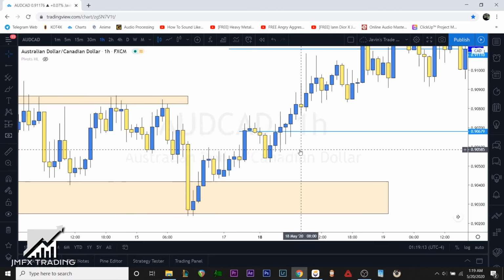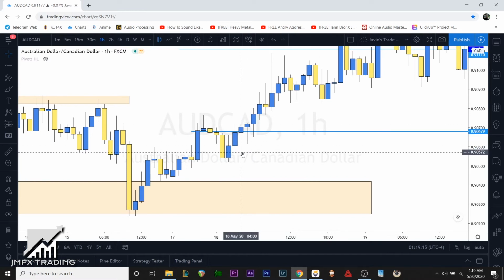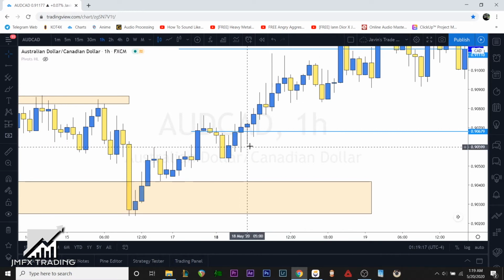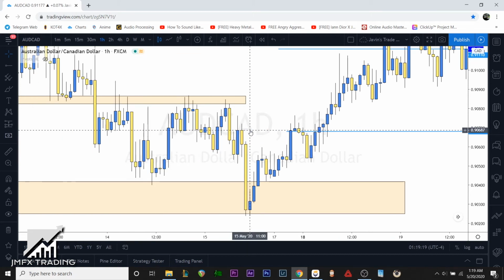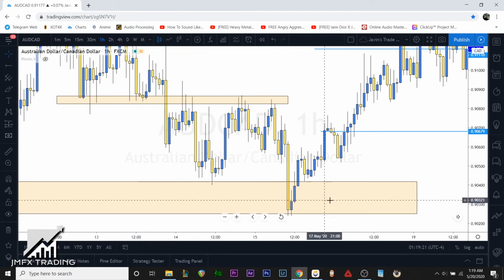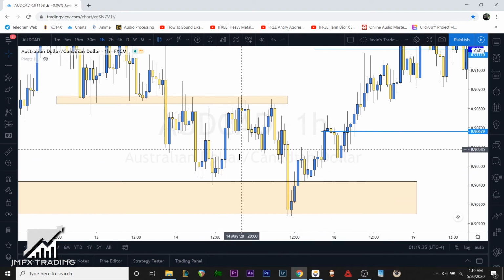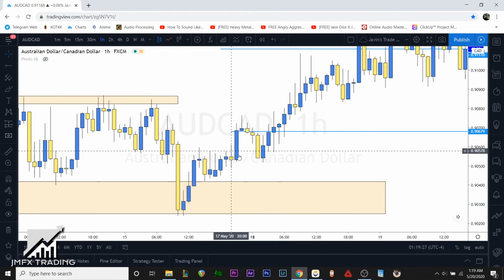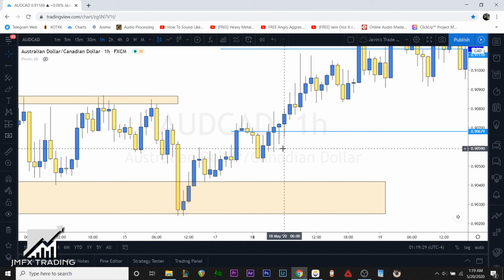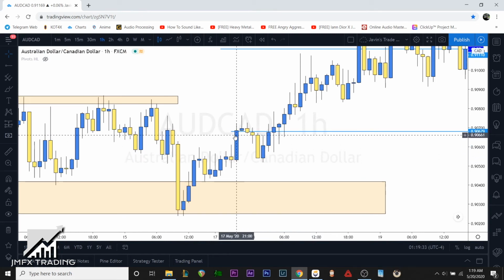So this is where I entered because price did in fact wick into it and then reject out of it, telling me that price did in fact want to go up. So we had our first confirmation with this area, we had our second confirmation with this inverted head and shoulders, and then we finally had our third confirmation telling us that price would be moving up because price was rejecting off of this imbalance area.